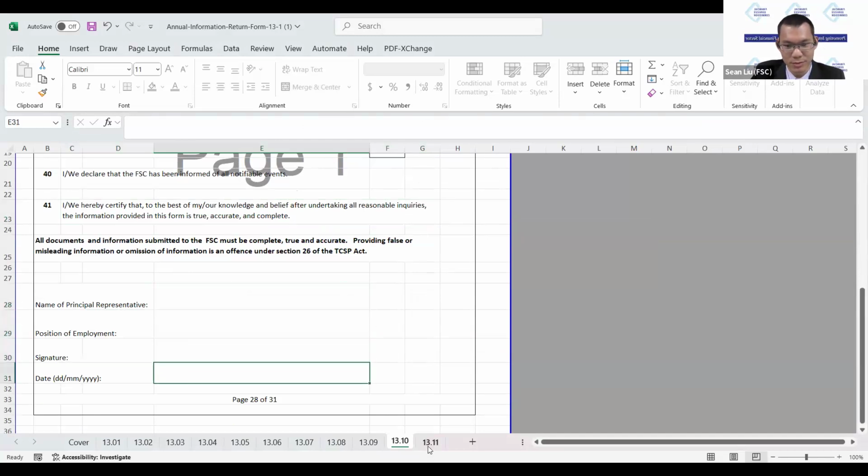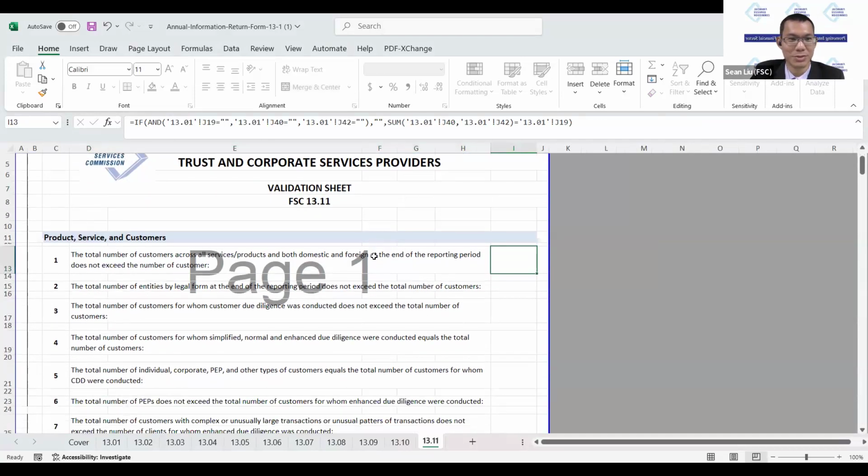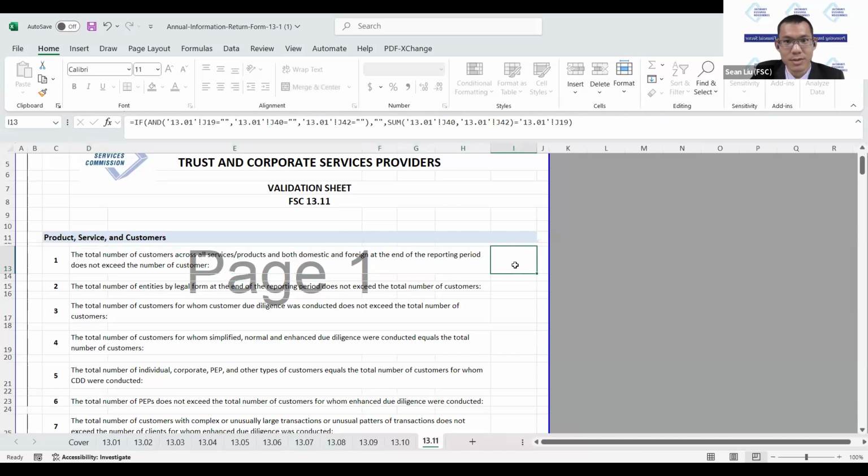Of course, moving on to the last sheet, sheet 1311, the validation sheet. This sheet, you don't need to do anything to it at all. It's not to be completed by you guys. It is literally used to just verify and check that certain conditions and figures are met and are consistent or valid. So, for example, first question, total number of customers across all services and products, both domestic and foreign, at the end of the reporting period does not exceed the number of customers. So it will do a check with certain things.